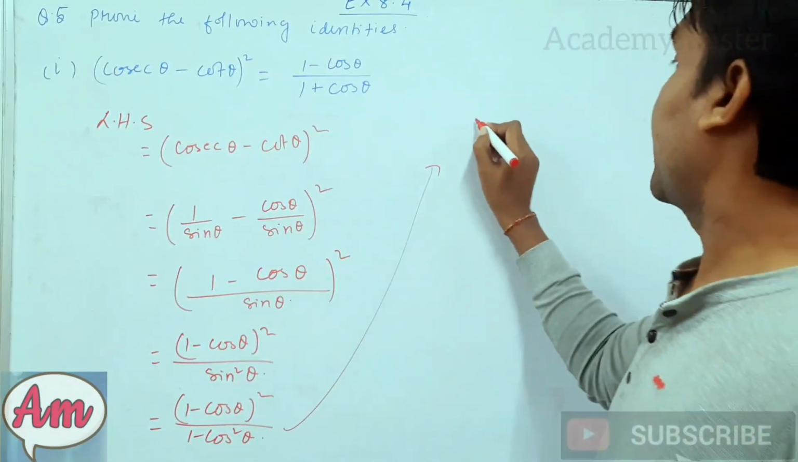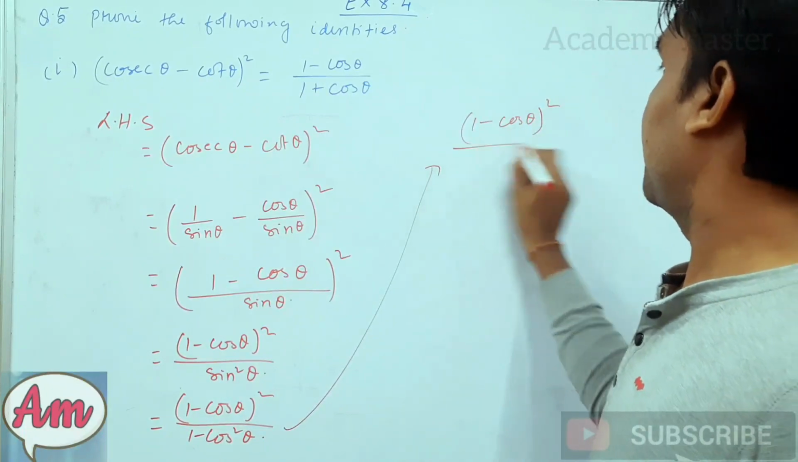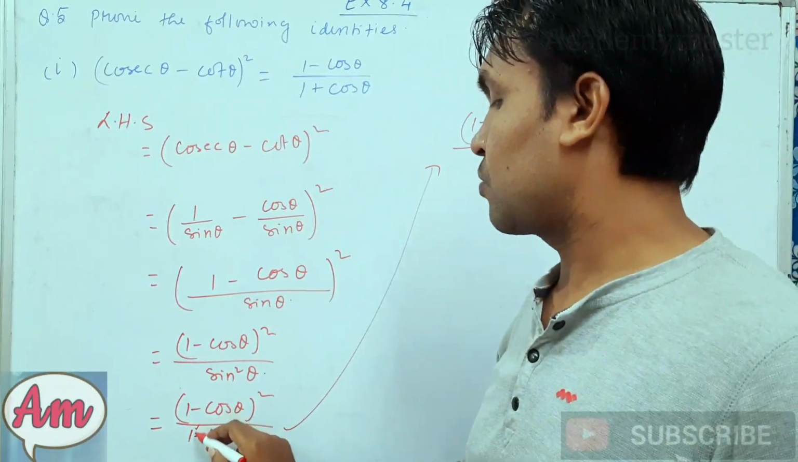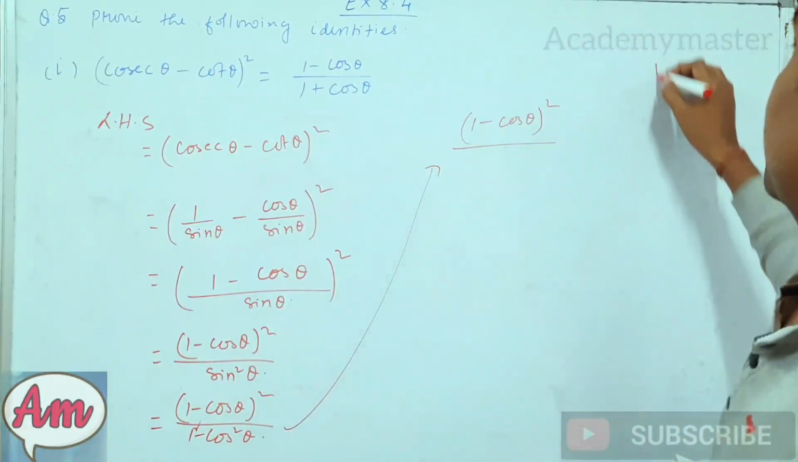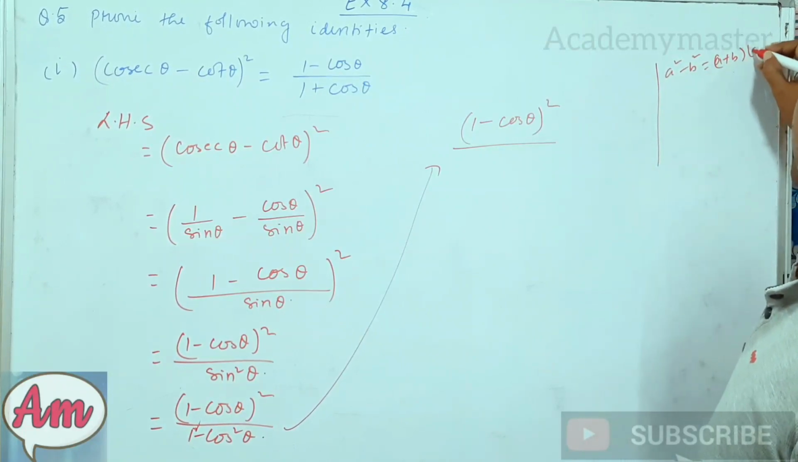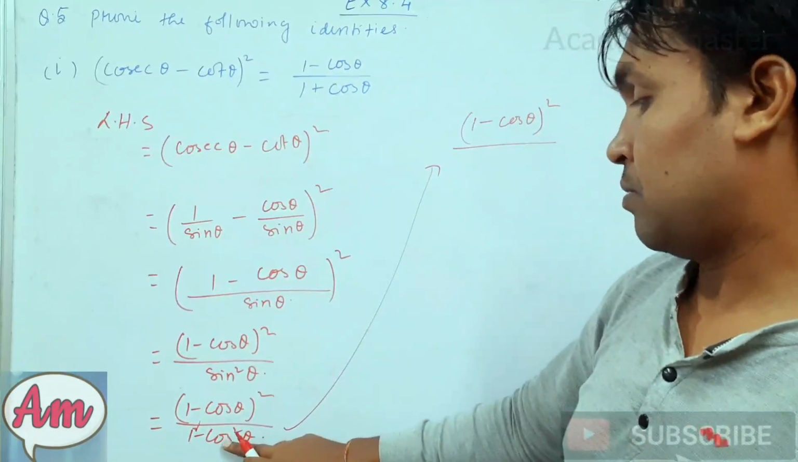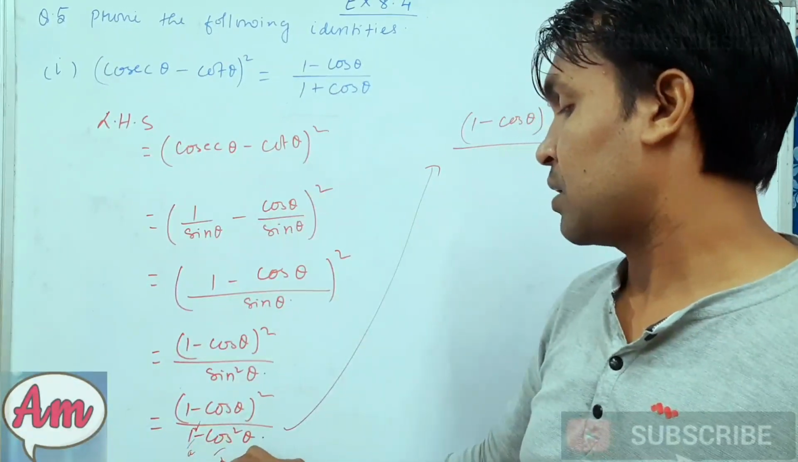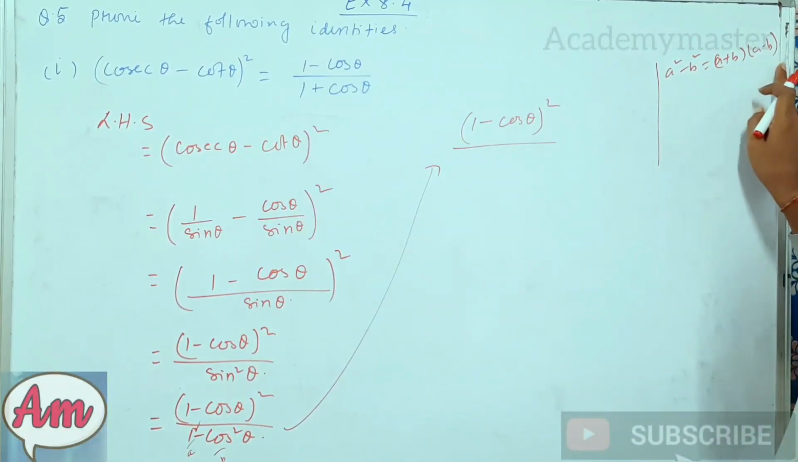I'm writing it here. So we'll write here 1 minus cos theta whole square by, this one is what? 1 minus cos square theta. So if I consider that there is a square on 1 also, then it will come into the formula a square minus b square. So the formula is what? A plus b and a minus b. That is the formula, right? So it is 1 square minus cos square theta. So it is a square minus b square. 1 I am considering as a and cos theta I am considering as b. So a square minus b square formula, it is what? A plus b and a minus b.